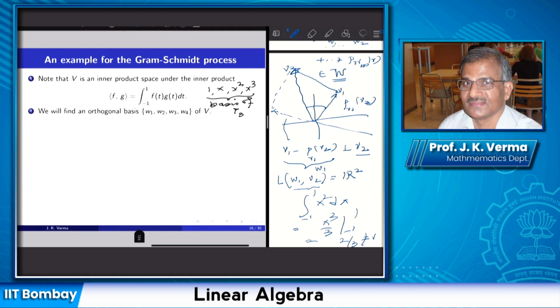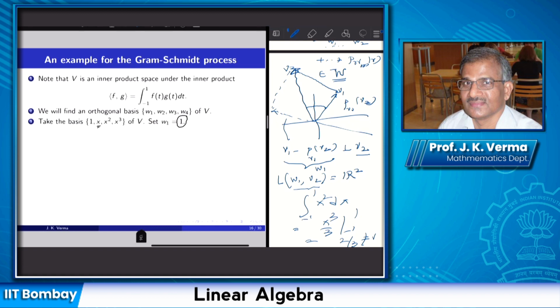The Gram-Schmidt process will take this as the input for this inner product space of polynomials of degree at most 3 and produce an orthonormal basis. So let us recall this process. We start with the basis of V, and we can start with any of these, but the simplest is 1. So take the constant polynomial 1, and this is my first vector W1. I want to now construct W2, which is perpendicular to W1. So I bring in this x. x is not in the linear span of 1; x is not a scalar multiple of 1.